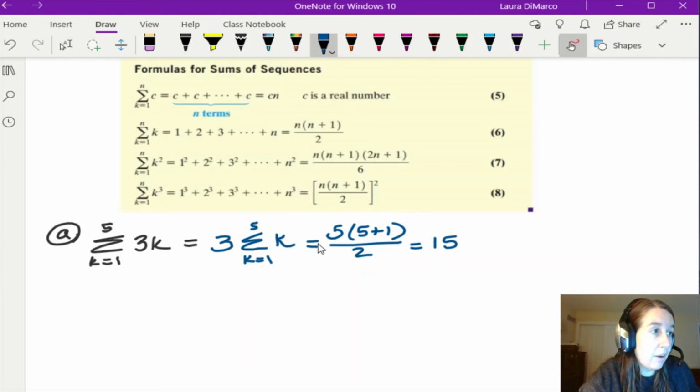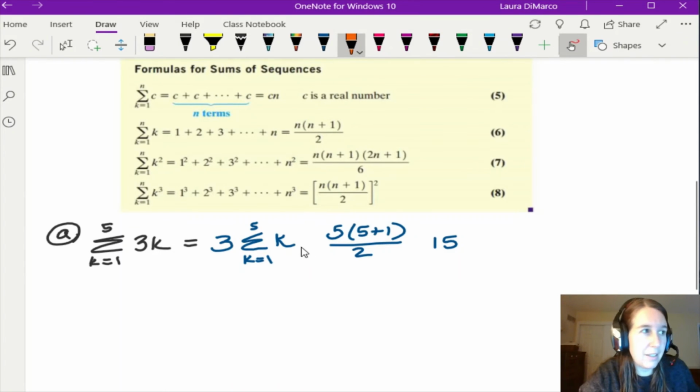Okay, now since I have the 3 out here, I should really keep this 3. I don't like how I wrote that without the 3. So I'm going to fix that because you don't want to write things that aren't equal to each other. So this is 3 times all this stuff, and this is 3 times the 15. So the k summation is right here, 15, and then 3 times 15. So our total is 45.